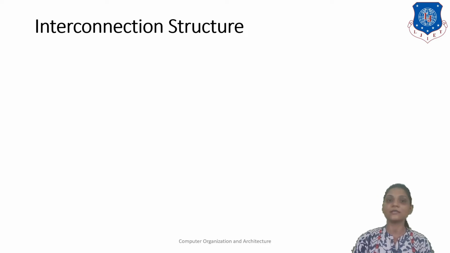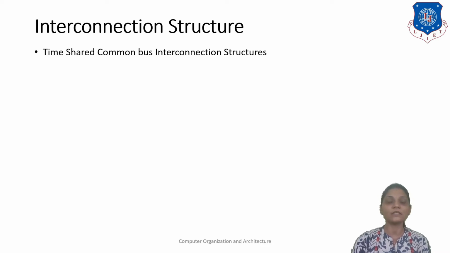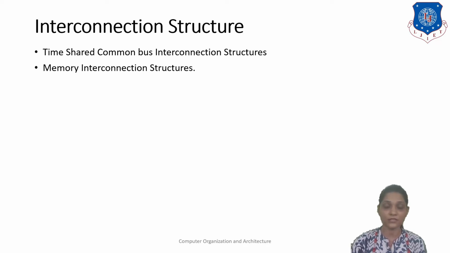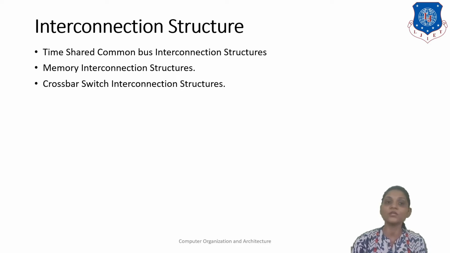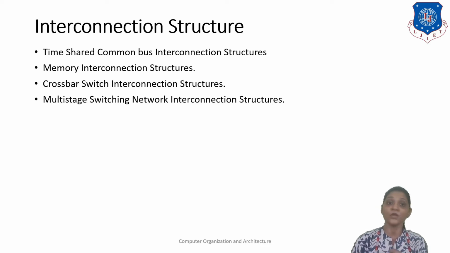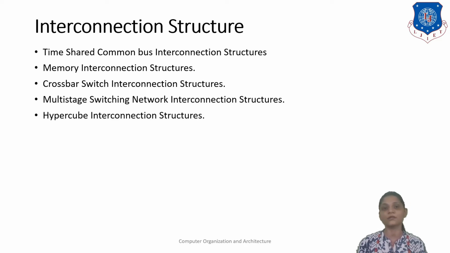Now let us see the interconnection structure. The interconnection structure can be classified in many ways. First, the time shared common bus interconnection structure. Then the multiport memory interconnection structure, the crossbar switch interconnection structure, the multistage switching network interconnection structure, or the hypercube interconnection structure. We will see each one of them one by one.